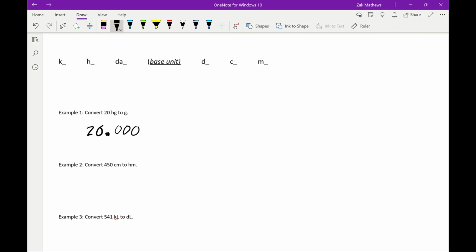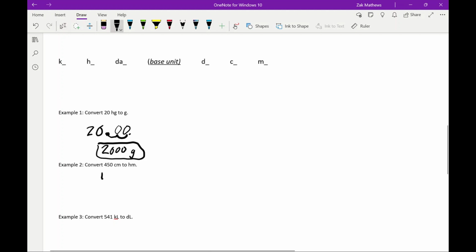So I'm going to take this decimal place and move it 1, 2 positions. And so my number is now 2,000 grams. And that would be my answer. Notice I didn't actually need that last zero. I can get rid of that. I only needed to move it 2 units. So I shifted across 2 zeros.